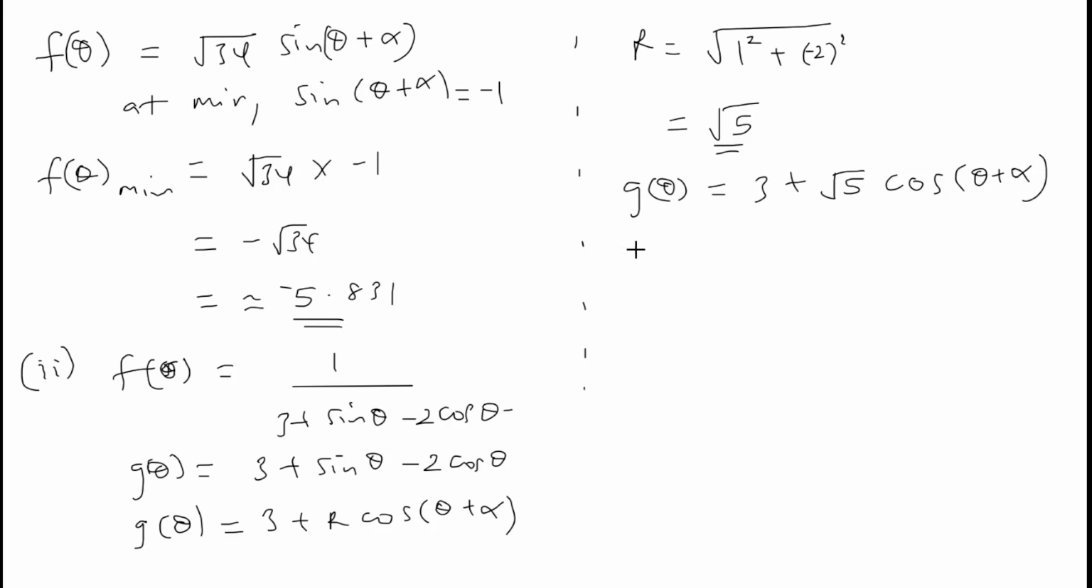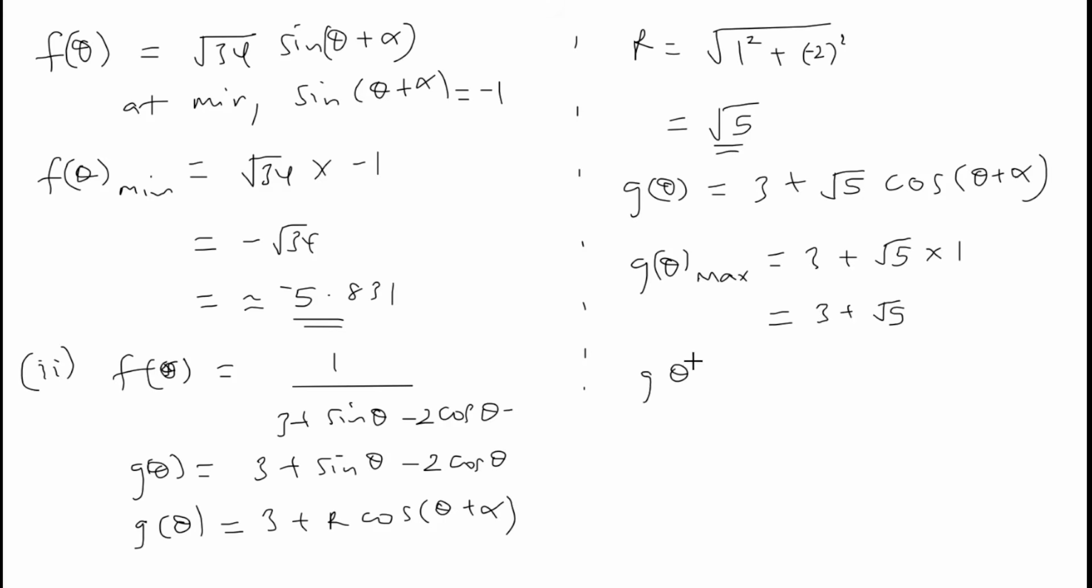Okay, now can we find the maximum of this? If we want g maximum, we know at maximum our cos is a 1, so we substitute this as root 5 times 1, which gives us 3 plus root 5.